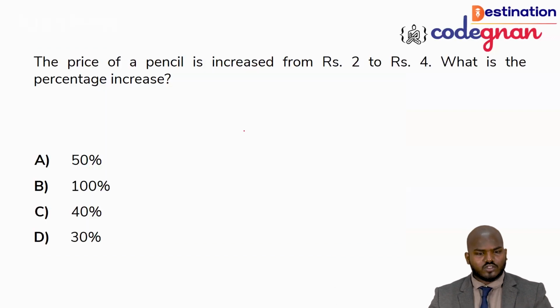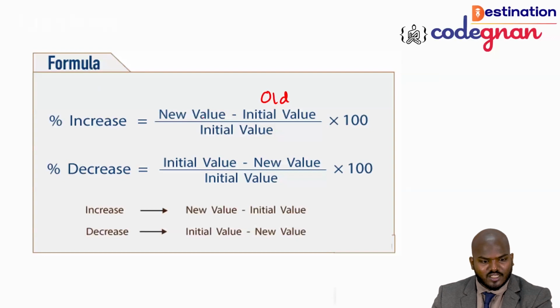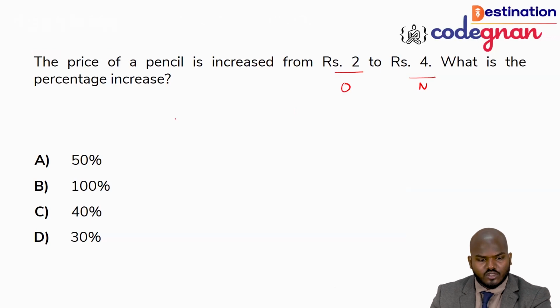Okay, so I'm just going to this one question, guys. You see this one, the price of the pencil is increased from 2 to 4. Initially the old price is 2 and the new price we can call 4. Okay, so O indicates the old and N indicates the new, 4 here. So what is the percentage increase? We know the percentage increase formula is new value minus old value by old value cross 100. So the new value is what, guys? We can call it 4.